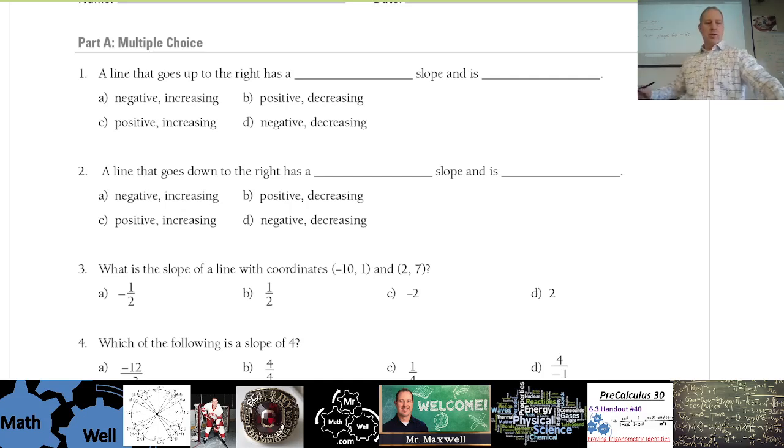So, oh, is it frozen? Yeah. It's frozen. There we go. So that's the first part of your assignment.